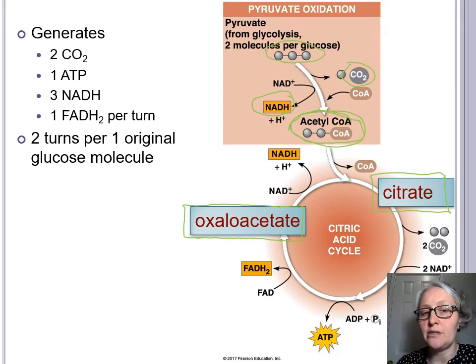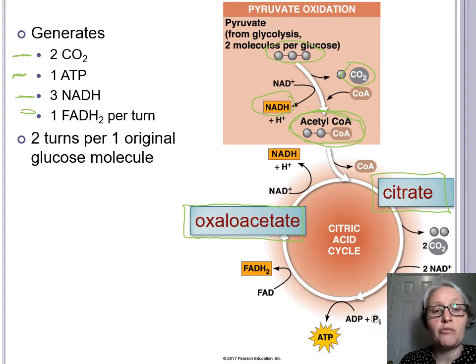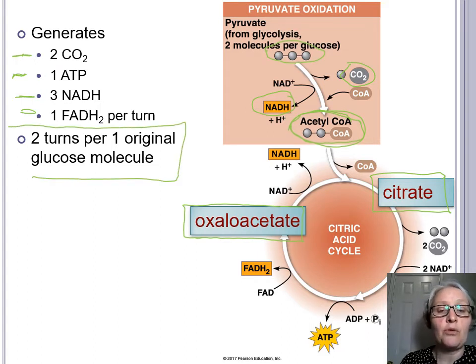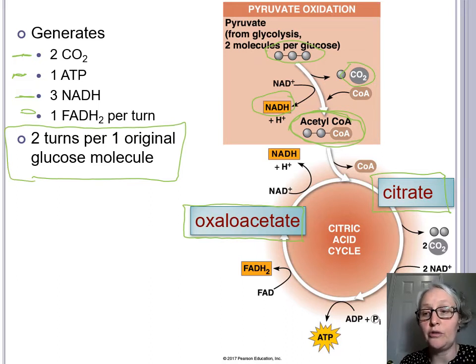As we break that citric acid molecule apart, 4 items are going to be generated. We're going to generate 2 carbon dioxides, 1 ATP, 3 NADH, and 1 FADH2 molecules per turn. This process will need to happen twice per 1 original glucose molecule.